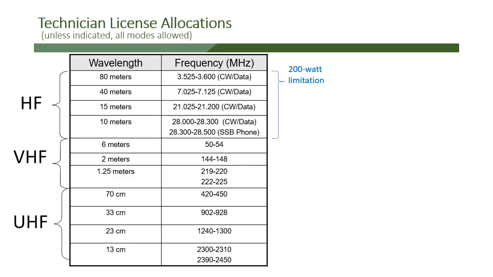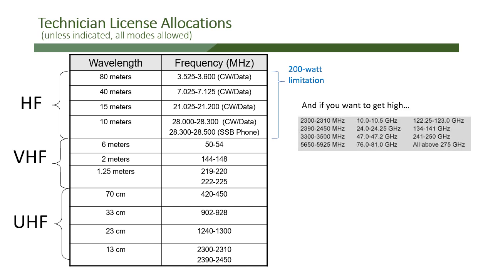Okay, we went over this as the technician license allocations. Please know this. There's always going to be at least a couple questions on the test about this table. So be very, very aware of it. And that you have a 200 watt allocation limitation in the HF bands.